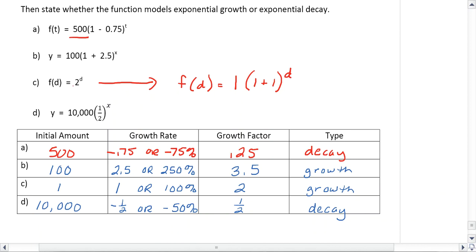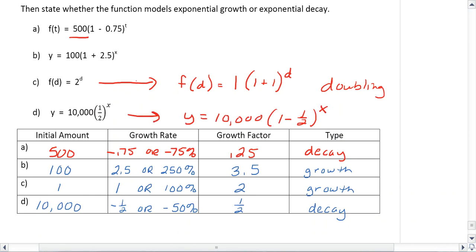There is no number in front of this 2, and when there isn't, we know there's a 1 there. So that's why the start is 1. And then the 2 can be split up into 1 plus 1, so that's why it's 100% growth. In other words, this is doubling. So when something is doubling, the growth factor is 2, the growth rate is 100%, it's increasing by. And then to help you understand letter D, I rewrote the growth here in the equation is 1/2, and that would be 1 minus 1/2 to show you the decay there. So if this isn't clear to you, please ask questions in class.